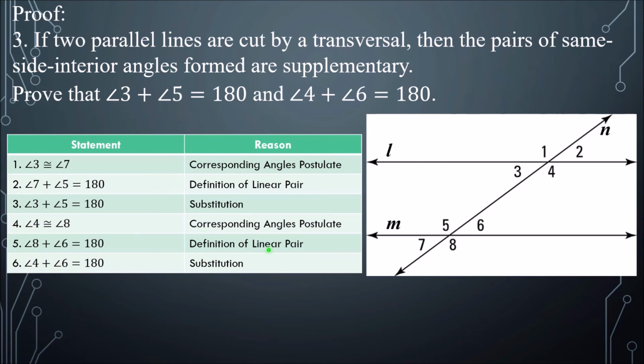Second part, same process. Angle 4 is congruent to angle 8. Corresponding angles postulate. And then angle 8 plus angle 6 is equal to 180. Definition of linear pair because 8 and 6 form a line. Now, angle 4 plus angle 6, we substitute angle 8 by 4. And as a result, we have 180, and that is because of substitution. So we prove the second part. Angle 4 plus angle 6 is equal to 180. So that's the proof of same side interior angles theorem.